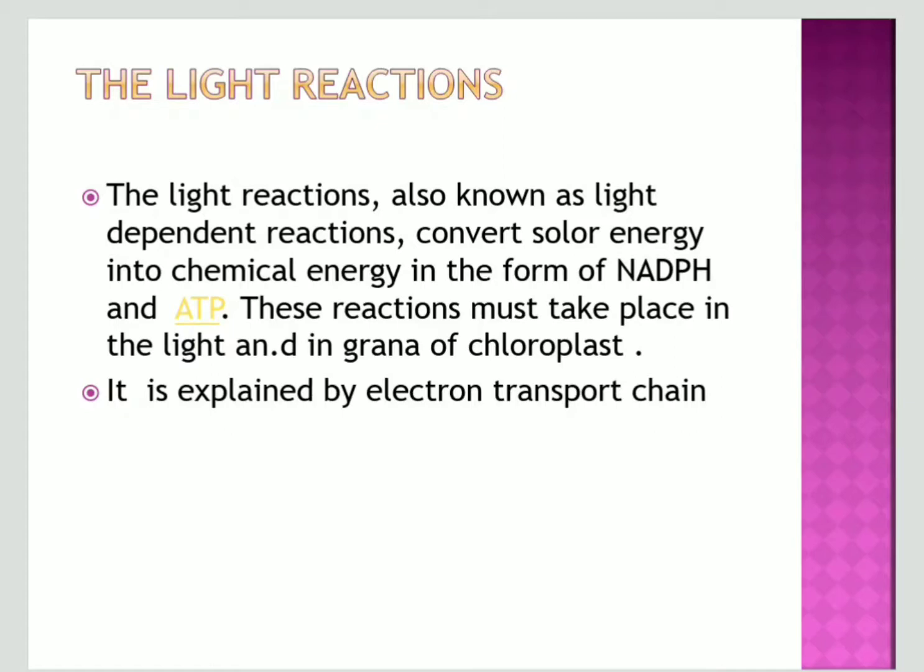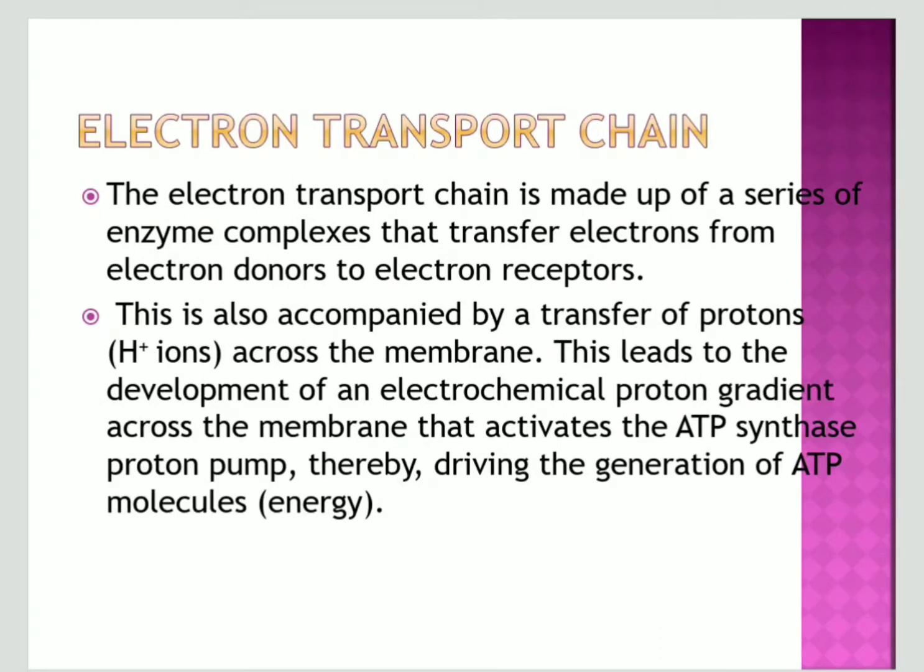So the reactions take place inside the chloroplast, that too in the grana. Each pile of the grana we call a thylakoid, right? So in the thylakoid membrane it will take place. This light reaction we explain with the electron transport chain. We already discussed reaction centers. Let us see the electron transport chain.